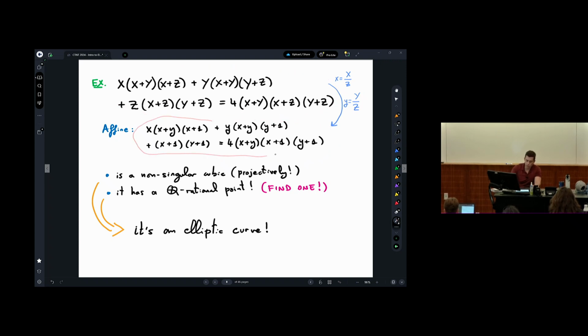So I'm trying to find rational points on this one. You can check that it is a non-singular cubic. We did that in Magma earlier with another type of curve, so you can put this one in Magma and check that it's non-singular. And it has a rational point. Can you find a rational point here?